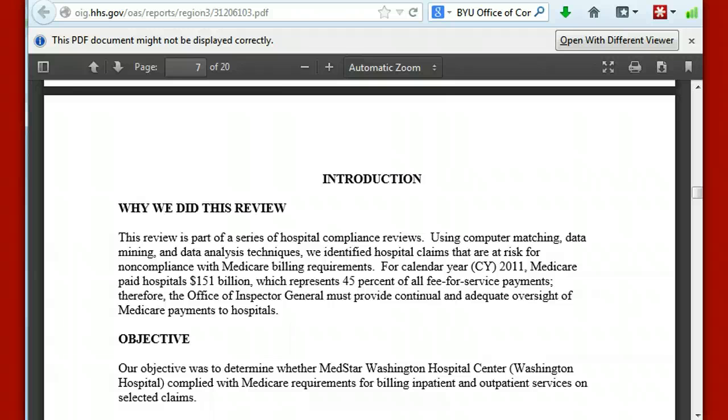So these are really a good idea to do probe audits on, just to see, hey, have we had this reviewed before by OIG? Is this on our work plan? And if not, maybe we should take a quick look at it, especially if one of the providers in our area has been audited.